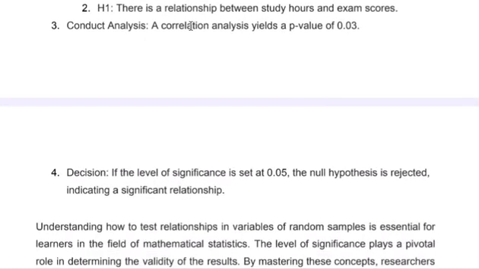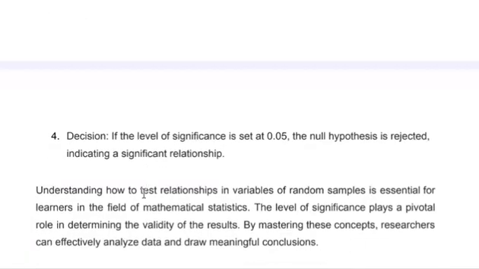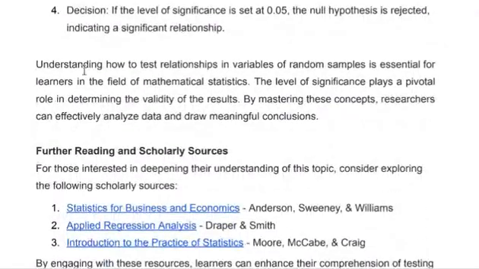Conduct analysis. A correlation analysis yields a p-value of 0.03. Decision. If the level of significance is set at 0.05, the null hypothesis is rejected, indicating a significant relationship. Understanding how to test relationships in variables of random samples is essential for learners in the field of mathematical statistics. The level of significance plays a pivotal role in determining the validity of the results. By mastering these concepts, researchers can effectively analyze data and draw meaningful conclusions.